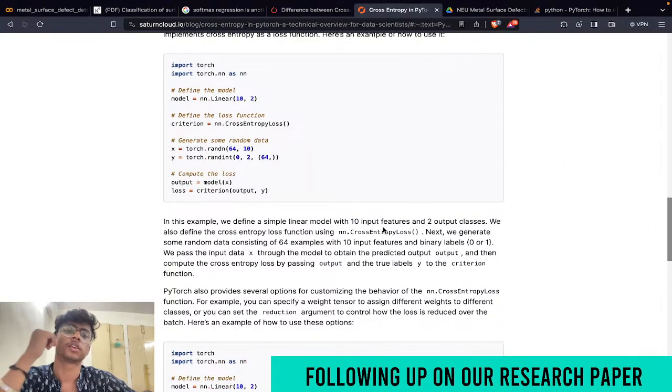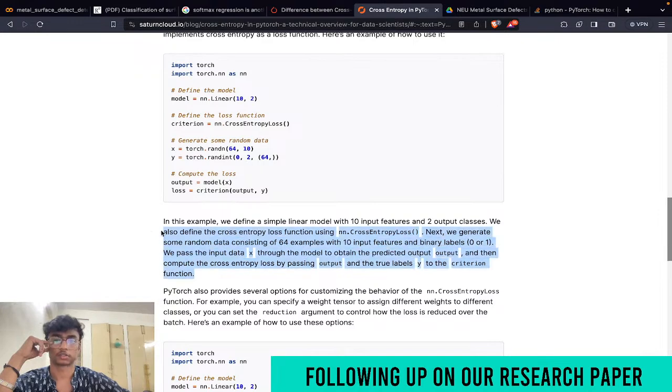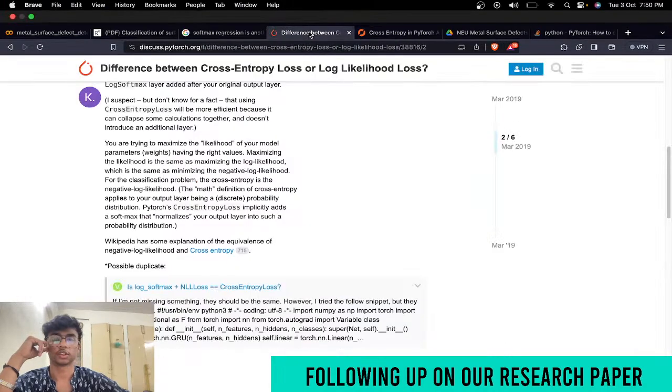We define a linear model, 10 input features and 2 output classes. We also define the cross entropy loss using code. And next, we generate some random data consisting of examples with 10 input features and binary labels 0 and 1. So this should work.